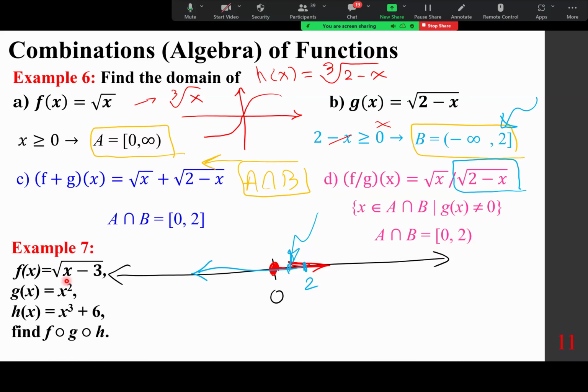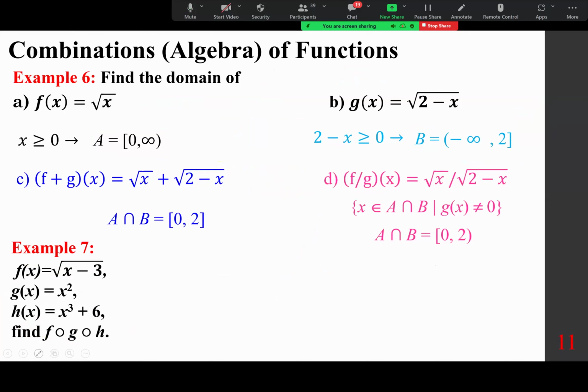f of x is square root of x minus 3. g of x is x squared. h of x is x cubed plus 6. Find f o g o h. Again, you have all of this available, but in the form of a slide, it makes sense to look at them step by step. You have access to all of this, everybody. There are different ways of approaching it, but ultimately it's by inspection.